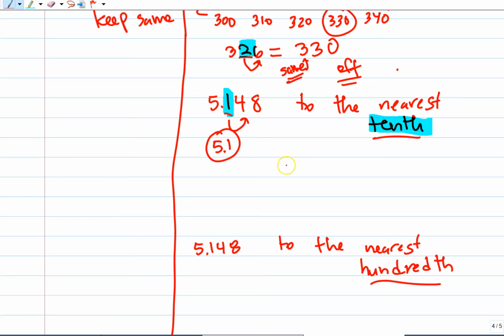If you prefer, I can go back to the picture. I like the idea of the picture, but if I took 5, 5.1, 5.2, 5.3, 5.148 would be between the 5.1 and the 5.2, slightly closer to the 5.1. That's what it means when rounding to the nearest. What is the closest tenth? Well, 5.1 is slightly closer.